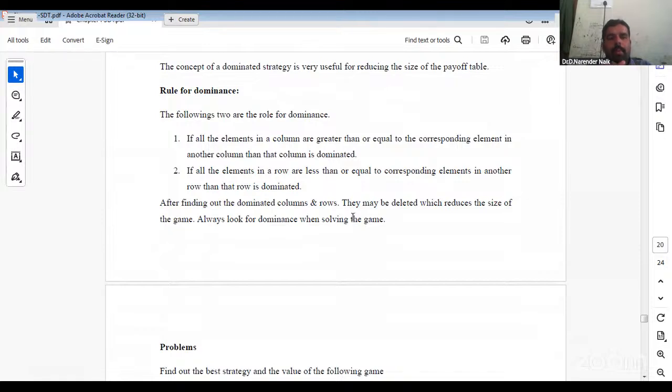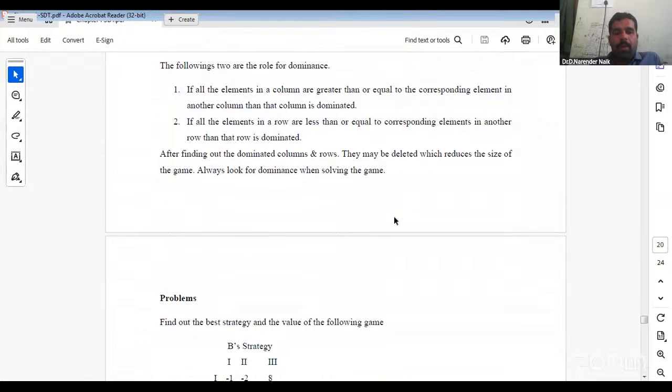If all the elements in a column are greater than or equal to the corresponding elements in another column, then that column is dominated. If all the elements in a row are less than or equal to the corresponding elements in another row, then the row is dominated. After finding the dominated columns and rows, they may be deleted, which reduces the size of the game. Always look for dominance while solving the game.